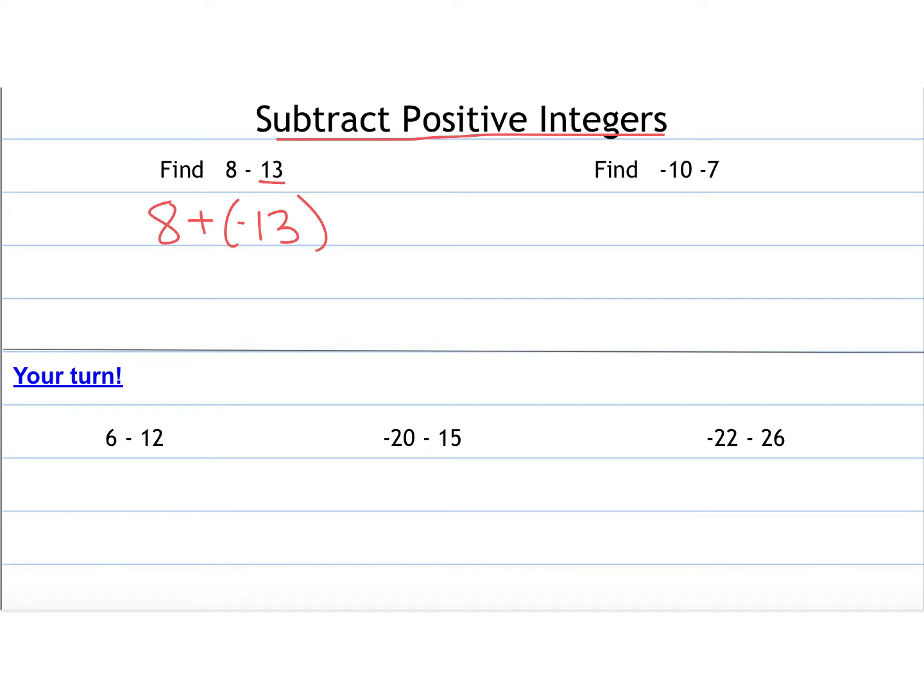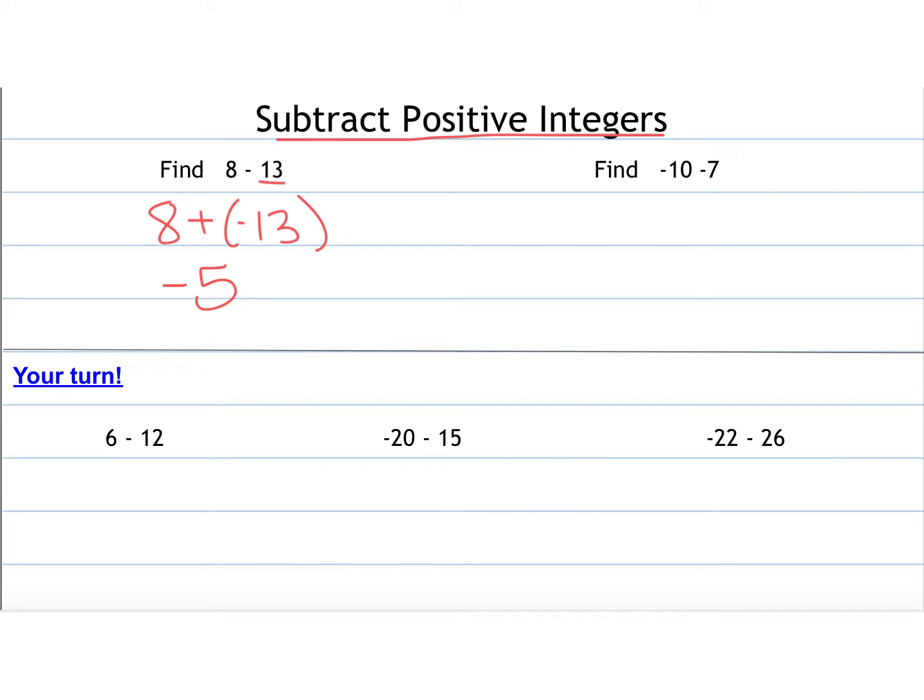Now we can follow our normal adding integers rules that we learned about. The signs are different, so we're actually going to subtract. 13 minus 8 is 5. And we have more negatives. We have 13 negatives and 8 positives. So that means our answer is going to be -5. So that's what we're going to do each time.